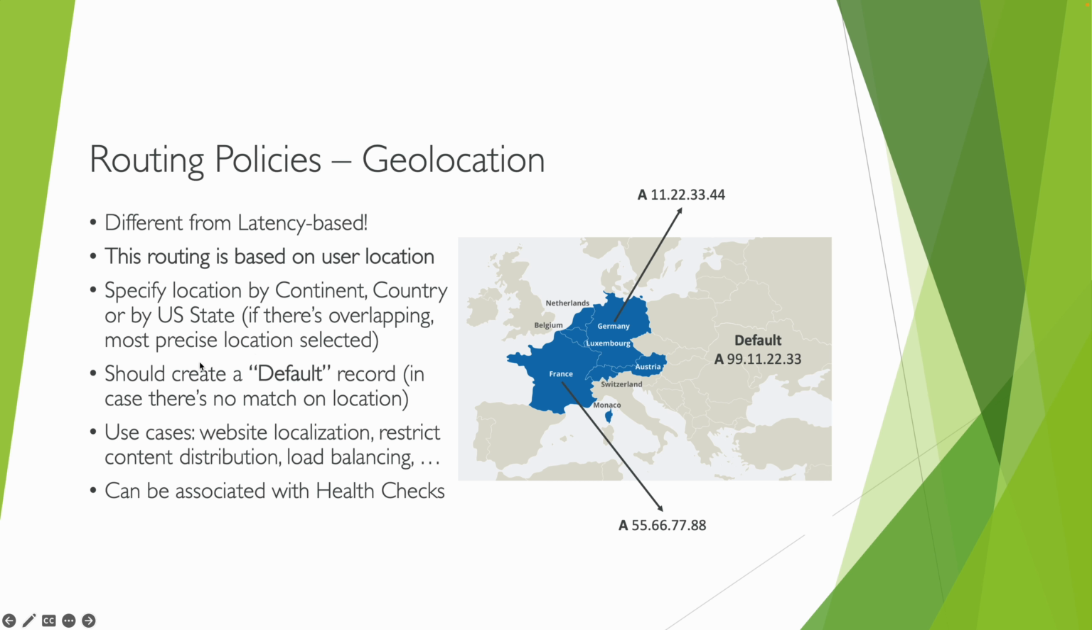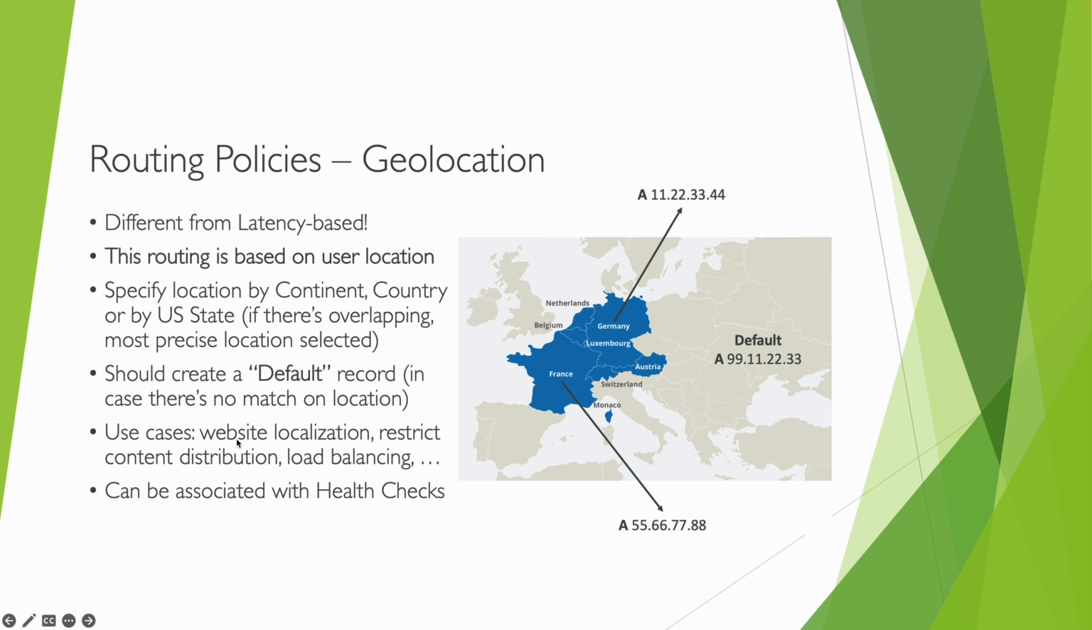Okay, you should create a default record, because if no other country matches, it will go to the default record. If people in Germany are requesting the domain, it will go to this particular instance. If people from France hit the domain, it will go to this particular instance. If people from any other country hit any request, it will go to this default. So there must be a default record.